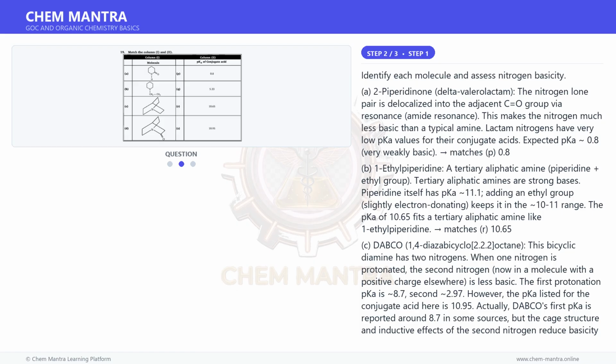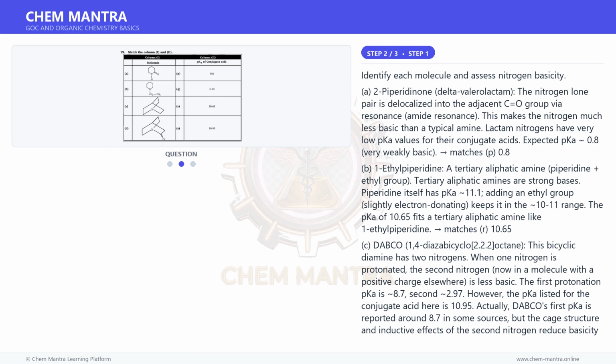C. DABCO, 1,4-diazabicyclo[2.2.2]octane. This bicyclic diamine has 2 nitrogens. When one nitrogen is protonated, the second nitrogen, now in a molecule with a positive charge elsewhere, is less basic. The first protonation pKa is ~8.7, the second ~2.97. However, the pKa listed for the conjugate acid here is 10.95. Actually, DABCO's first pKa is reported around 8.7 in some sources, but the cage structure and inductive effects of the second nitrogen reduce basicity compared to a monoamine.